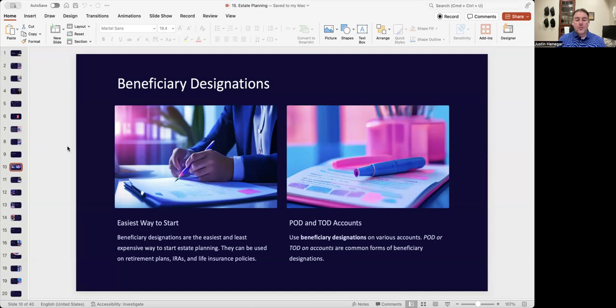So we can use PODs, which stands for payable on death, and TODs, transfer on death. Really the difference is the type of account. Most banks use payable on death. A lot of investment accounts use transfer on death. It really is the same thing.